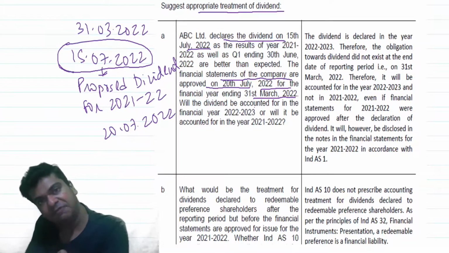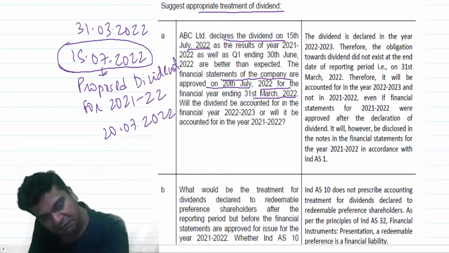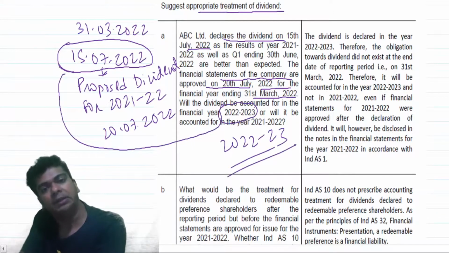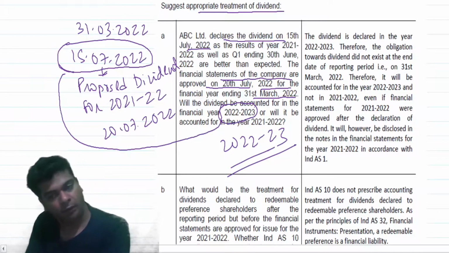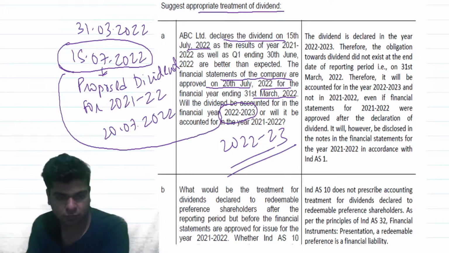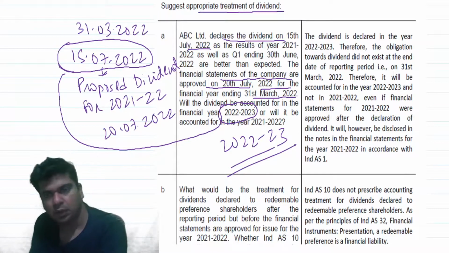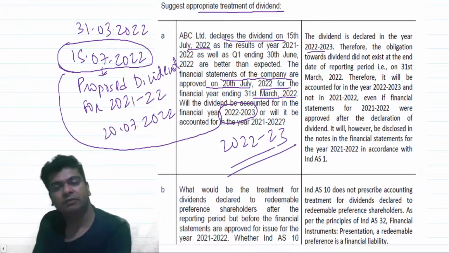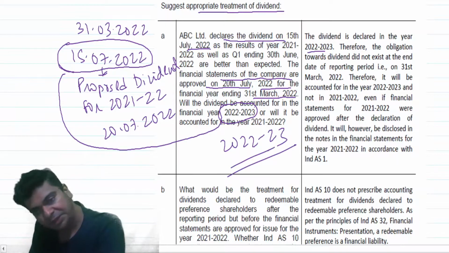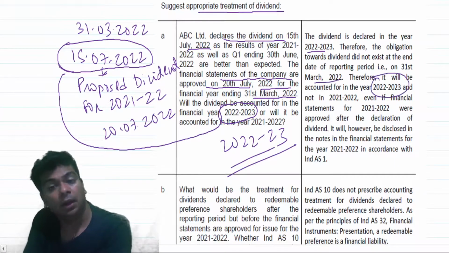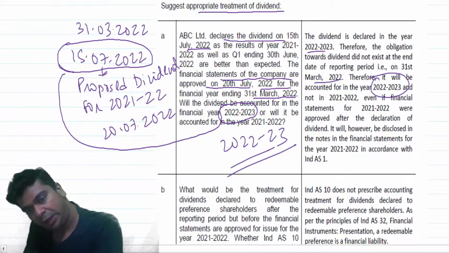Dividend is declared on 15th July 2022. 15th July 2022 falls in the financial year 2022-23. Debit this to the year 2022-23. The dividend is declared in the year 2022-23. Therefore, the obligation towards dividend did not exist at the end of the reporting period, that is 31st March 2022. Therefore, it will be accounted in the year 2022-23 and not in 2021-22.